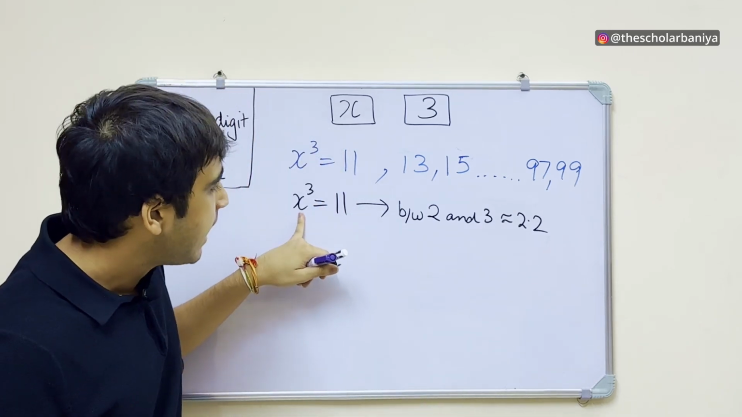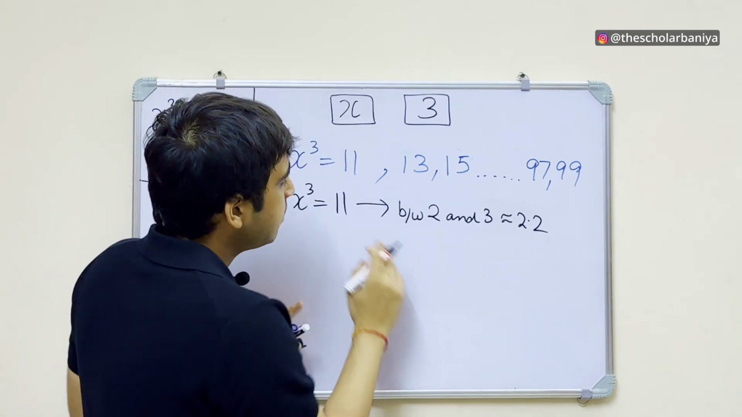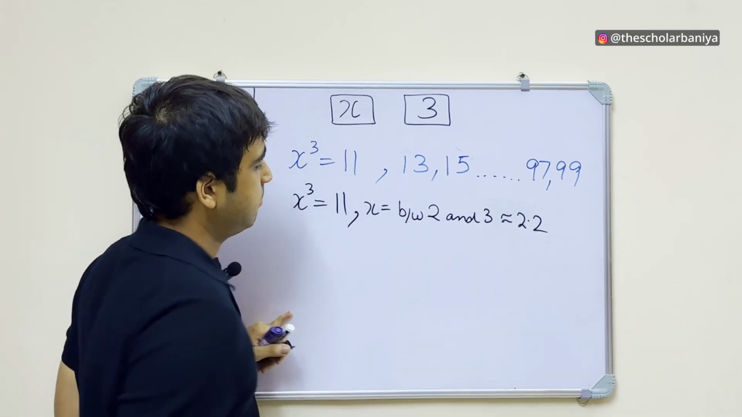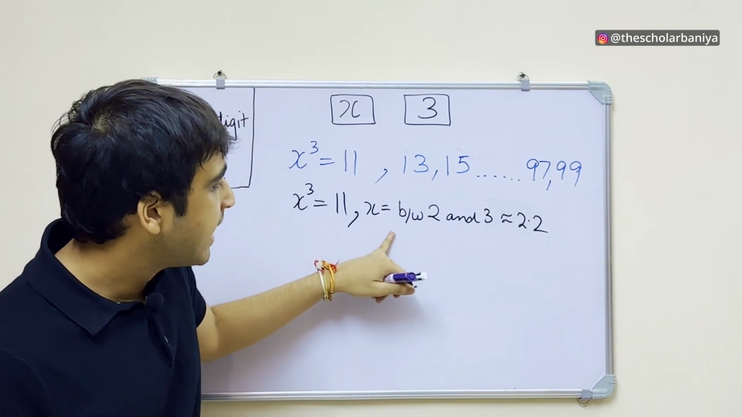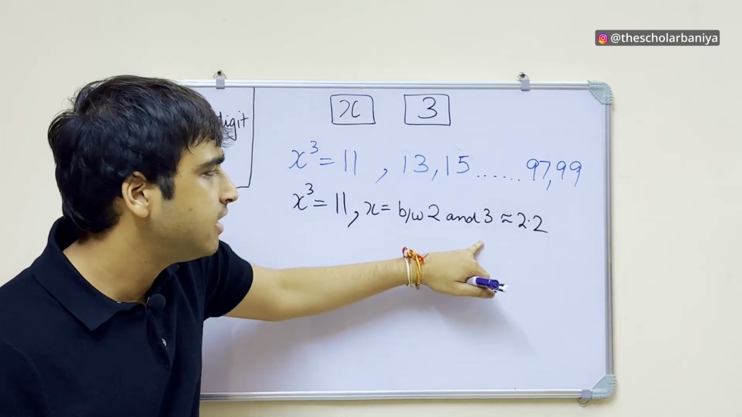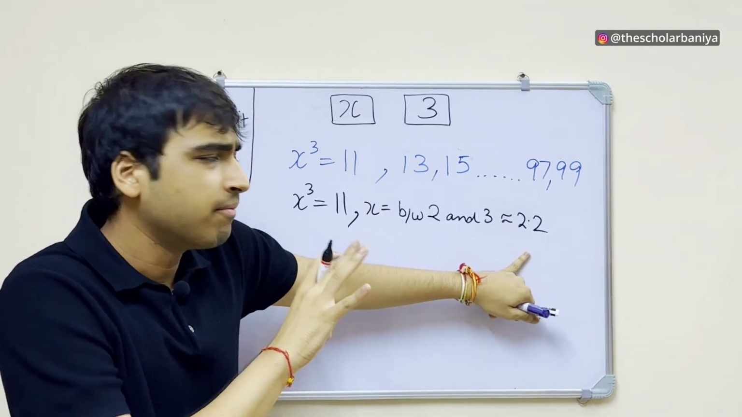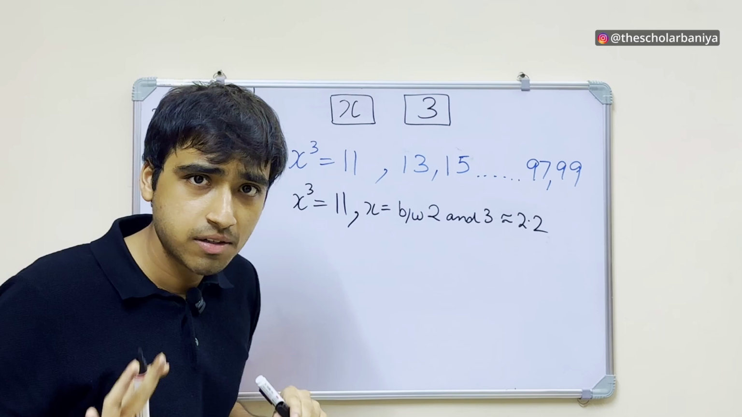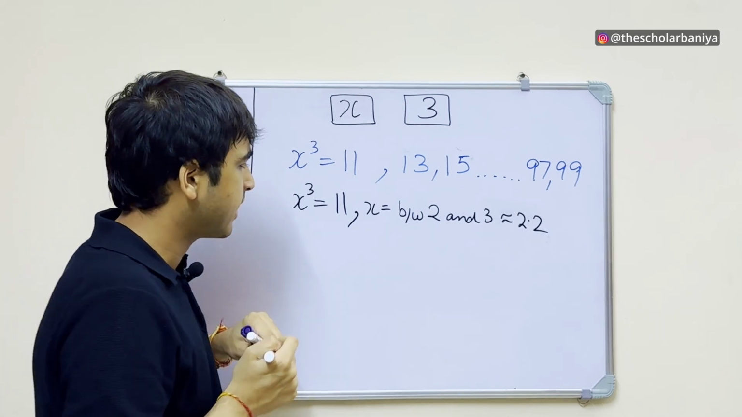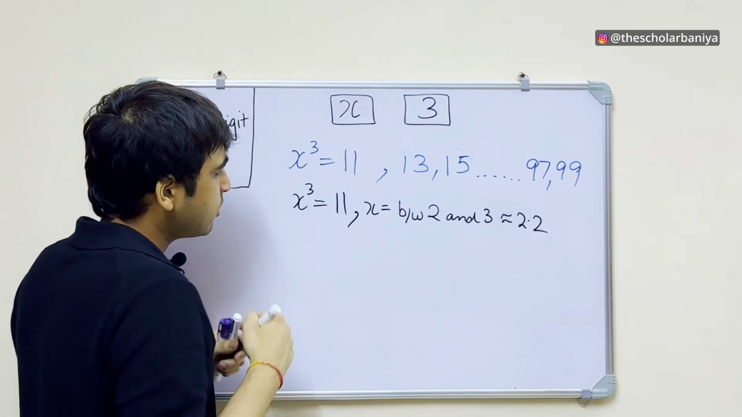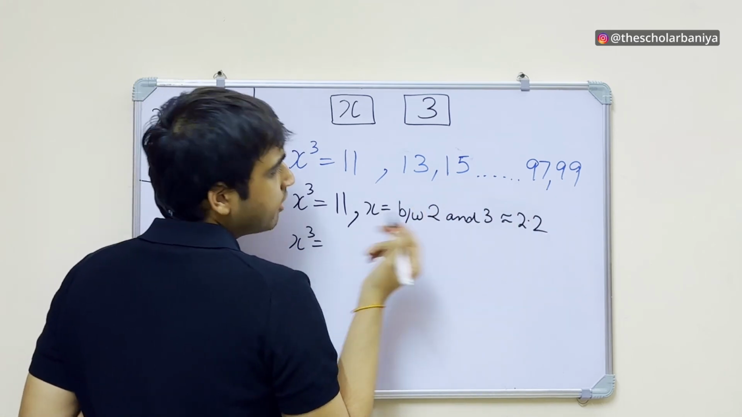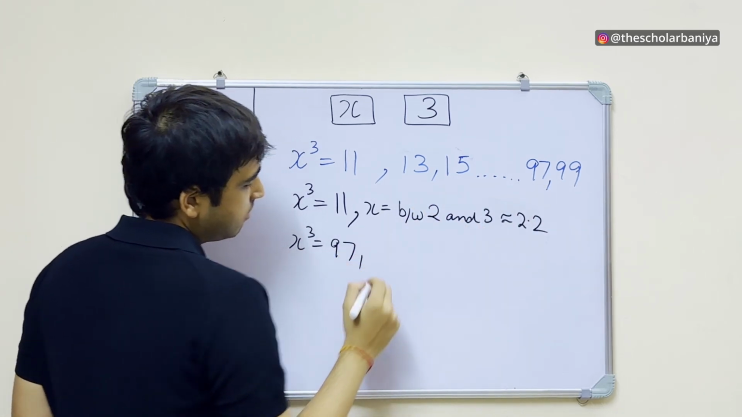So basically, if x cube is 11, then x will be some number between 2 and 3. I think somewhere around 2.2, I'm not sure, right? I hope this is clear, right? Perfect. We also know, for example, x cube can be equal to 99 or 97, let's suppose.